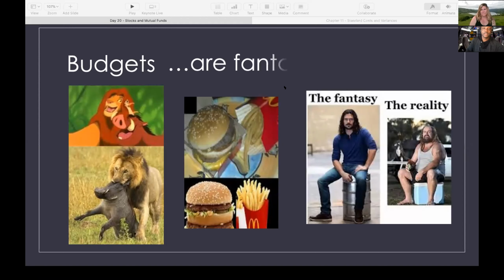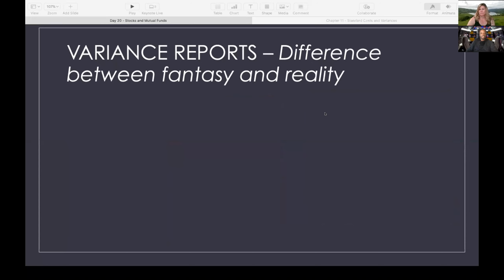There is a difference between budgets and reality. Budgets are our fantasy, and we have to think about what really happened. So we record these differences between what we hoped for, our fantasy, and what really happened, and these are what are called our variance reports.